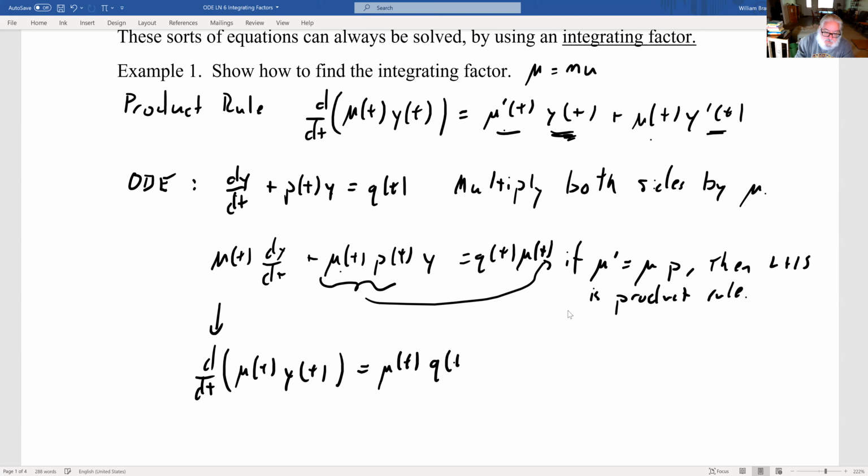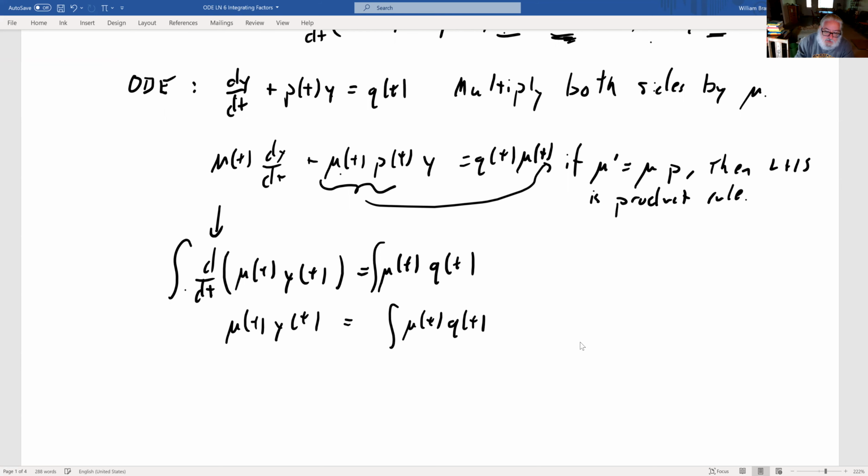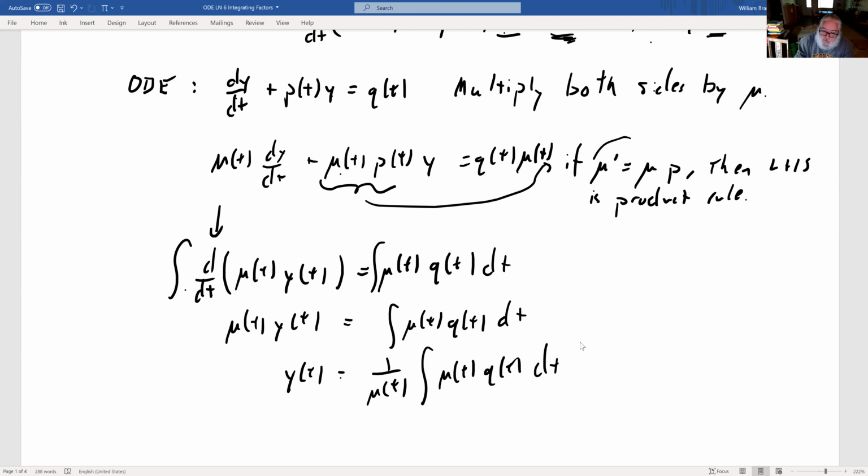We now have this equation, and so integrate both sides. The integral of a derivative is just whatever function you started with. Oh, and I should have a dt here. And so finally we get y of t is 1 over mu of t times the integral of mu of t, q of t, dt, with this requirement.